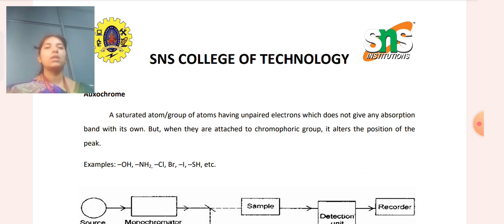And the next one is the auxochrome, a saturated atom or group of atoms having unpaired electrons, which does not give any absorption band on its own, but when attached to a chromophoric group, it alters the position of the peak. Examples: OH, NH2, Cl, Br, iodine and tin. So these are examples of auxochromes.